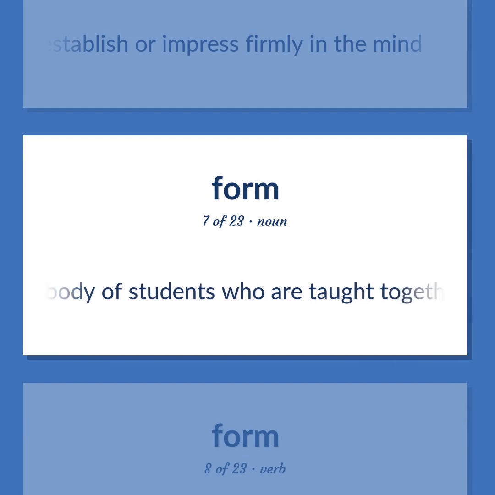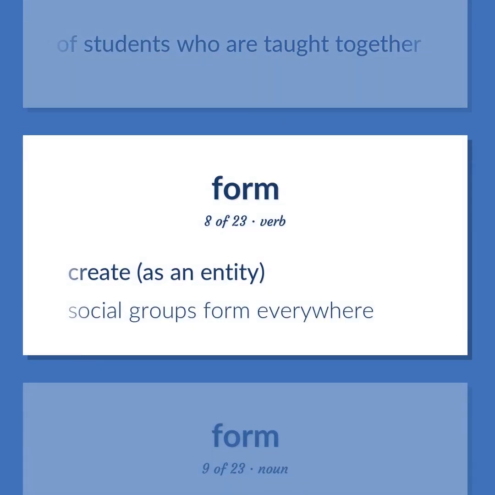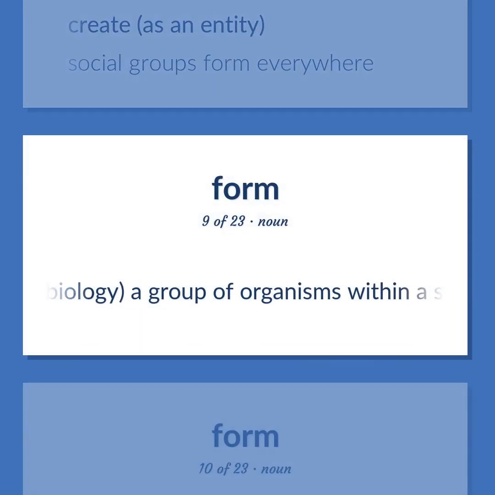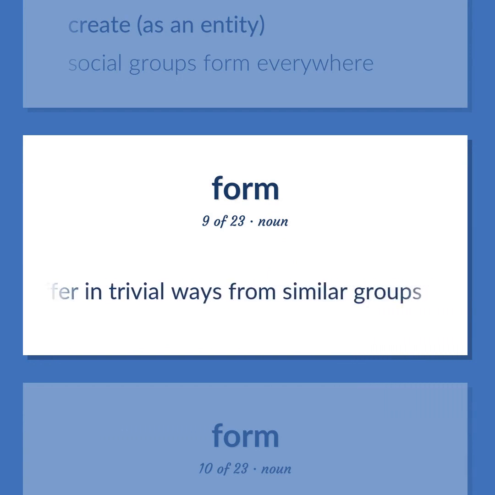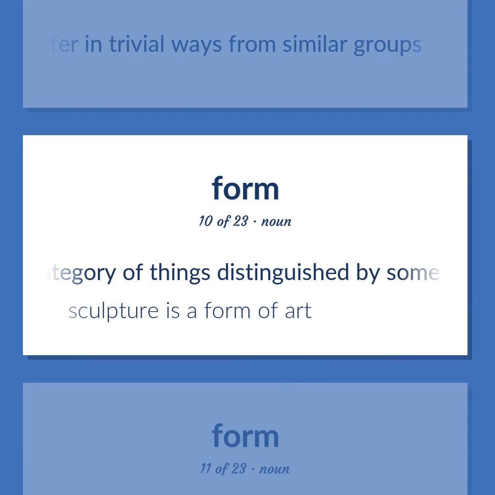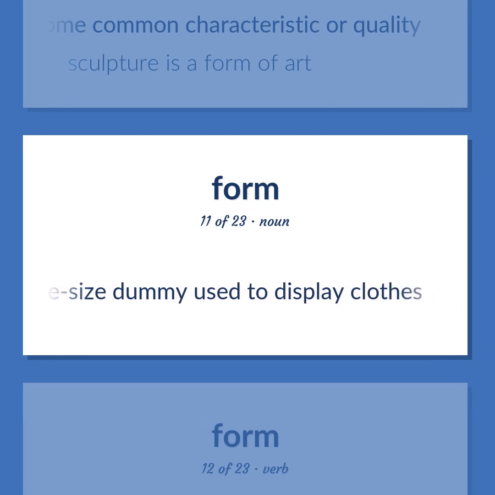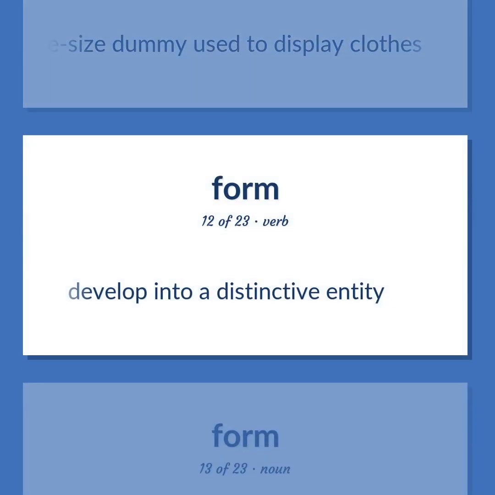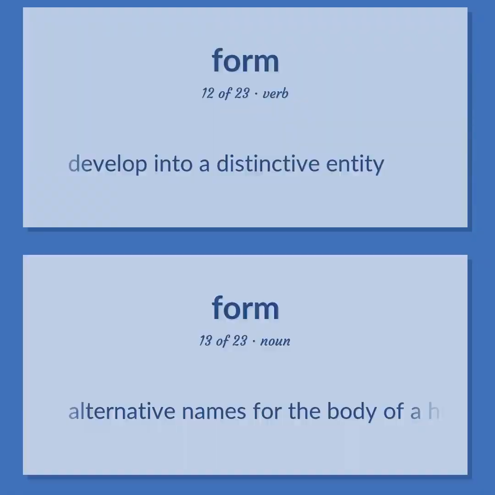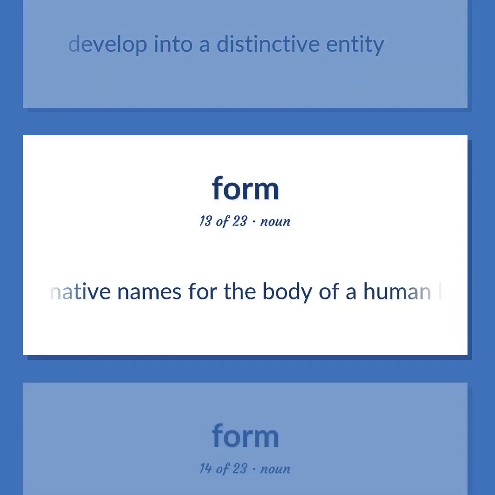A body of students who are taught together. Create, as an entity. Social groups form everywhere. Biology. A group of organisms within a species that differ in trivial ways from similar groups. A category of things distinguished by some common characteristic or quality. Sculpture is a form of art. A life-size dummy used to display clothes. Develop into a distinctive entity. Alternative names for the body of a human being.